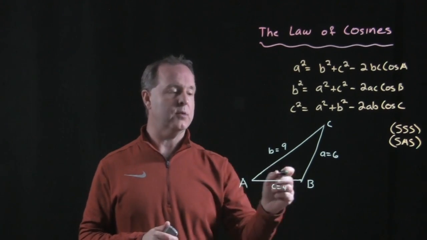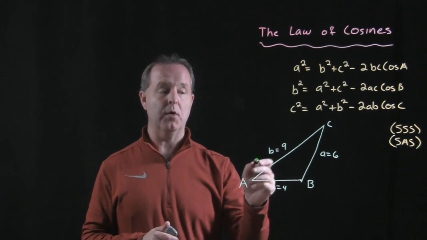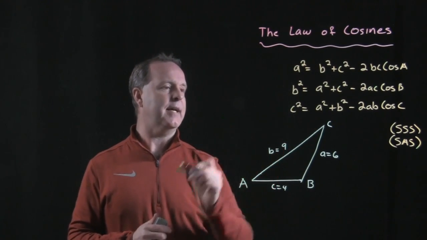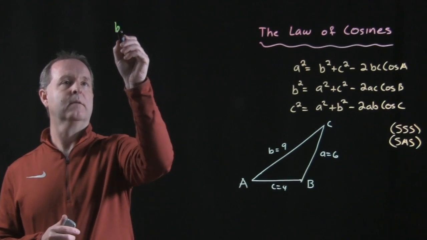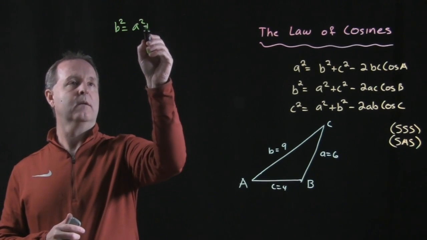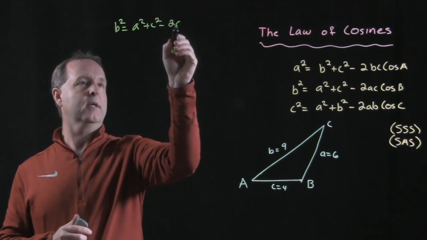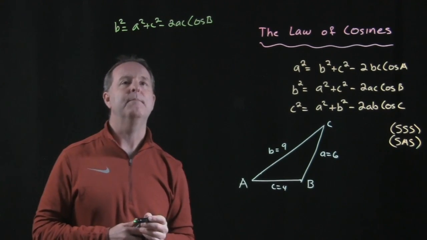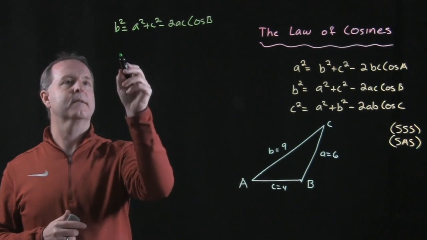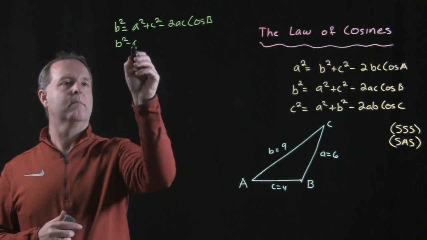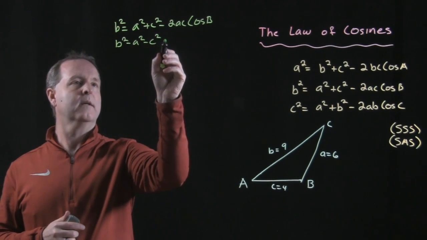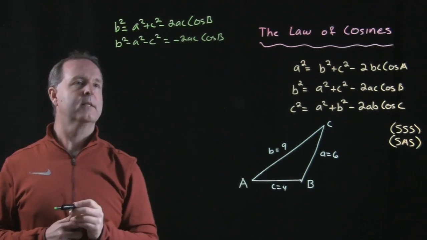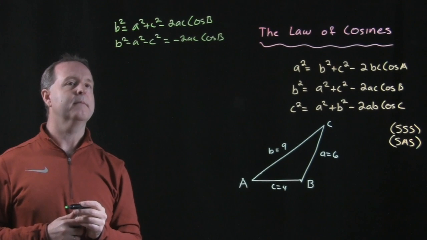The first thing we'll do is look for the angle of B because we want to use the law of cosines on the angle opposite the longest side. So that being the case, we're going to use the second feature right there, which says B squared equals A squared plus C squared minus 2 times A times C times the cosine of B. Solve that for the cosine of B. So let's do some work here for a second. B squared minus A squared minus C squared equals negative 2 times A times C times the cosine of B. Divide both sides by negative 2AC.